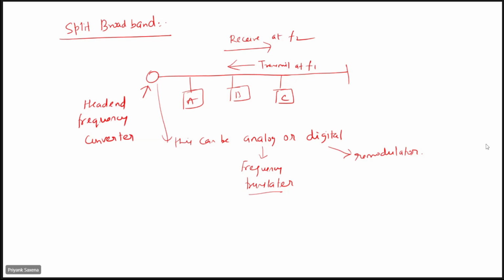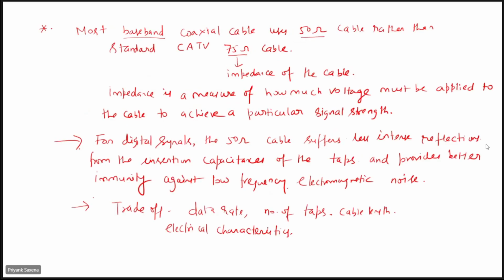Now I have a very general and important question. Most baseband coaxial cable uses 50 ohm cable rather than the standard cable TV cable of 75 ohm. Can you say why? Here the 75 ohm is the impedance of the cable. What is basically an impedance? Impedance is nothing but a measure of how much voltage must be applied to the cable to achieve a particular signal strength.